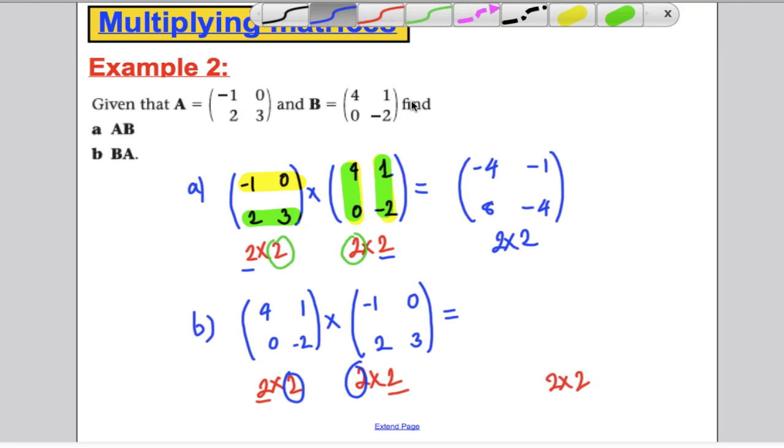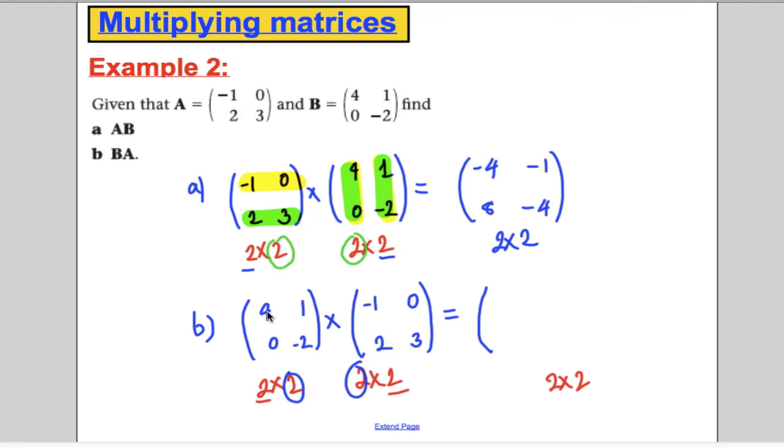I'm just going to straight away write these. I can get good at doing these in my head. That times that and that times that. Negative 4 and 2 is negative 2. 0 and 3 is 3. 0 and negative 4 and negative 6. Hopefully you would have got that answer working through it.